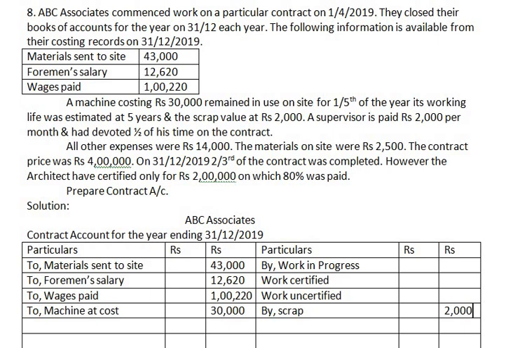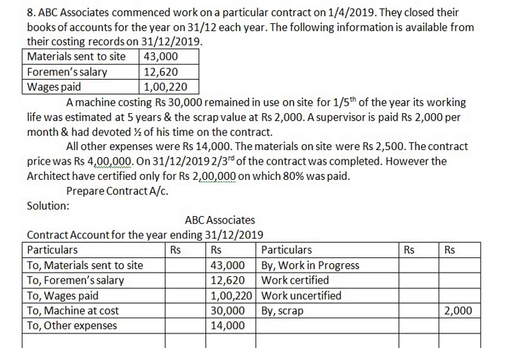Then here they have given 1/5 of the year, its working life was estimated at 5 years, and the scrap value is 2,000. It means we will calculate depreciated value of plant. Okay, so before taking depreciated value of plant, whatever expenses they have given, we are going to take it. Then your other expenses 14,000 they have given. To other expenses, okay, other expenses amount is 14,000.